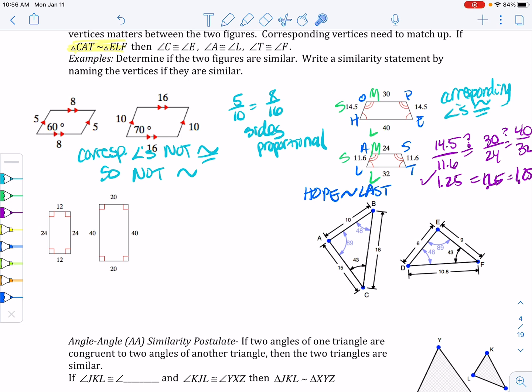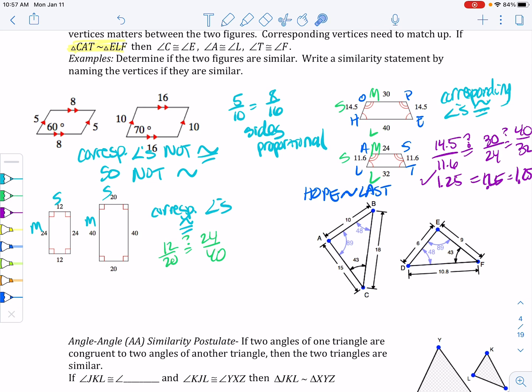Okay, if we move on to look at this one, all of these are right angles. So our corresponding angles are all congruent. And then if I check my sides, small, medium, small, medium. You can either do left to right or right to left. You just have to be consistent between the sides that you set up. So I'm going to do 12 to 20. Is that the same thing as 24 to 40? Because if these ratios are equal, that means they're proportional.